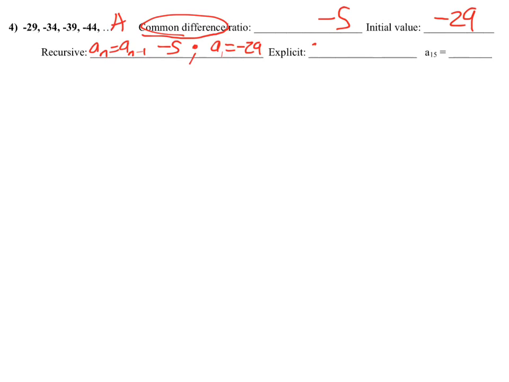The explicit function is going to be a sub n equals, then you write your common difference in front of n minus 1.